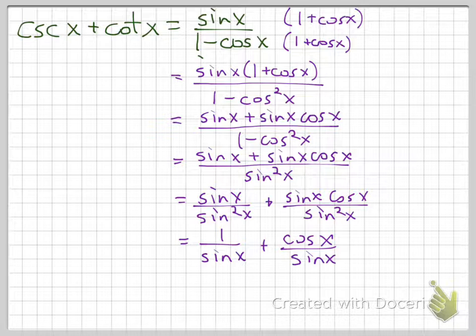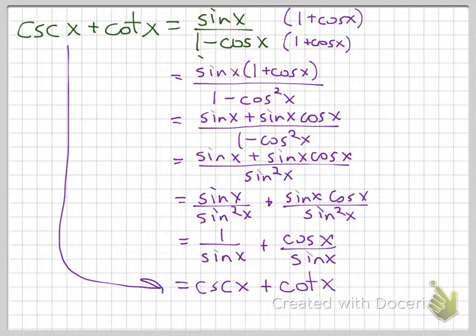So we get the reciprocal of sine x is cosecant x, and then cosine x over sine x is one of our quotient identities, and that's going to be cotangent x. And we end up with cosecant x plus cotangent x, which matches the left-hand side.